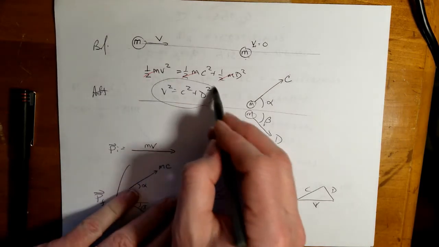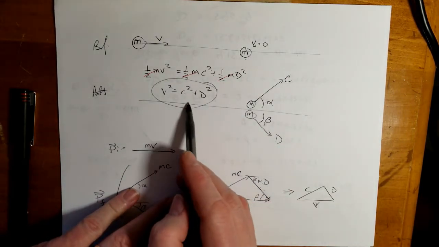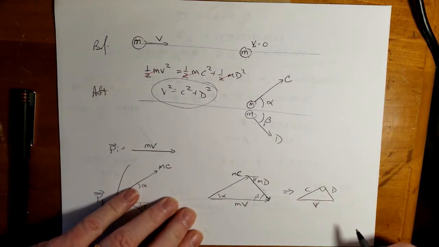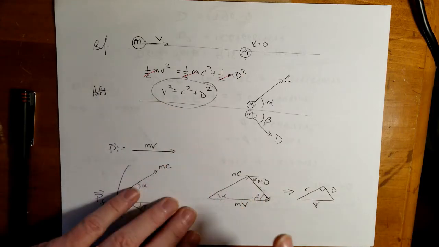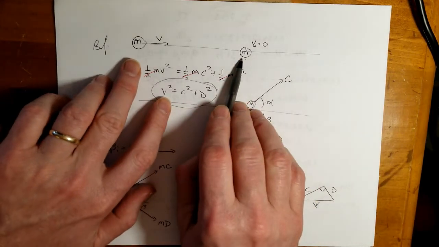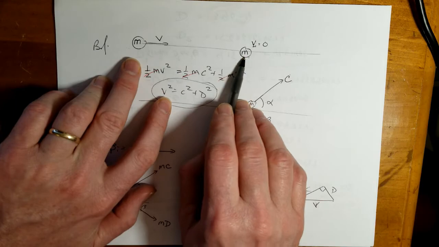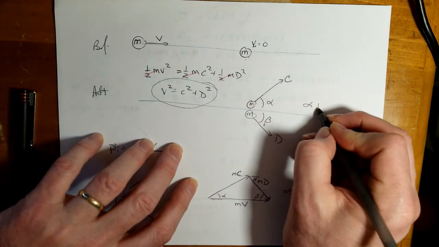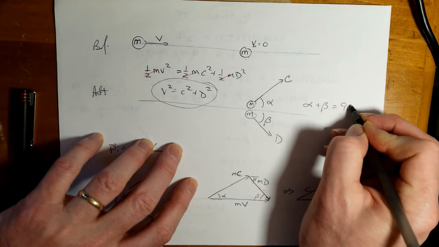And from the energy equation, the Pythagorean theorem holds true. Therefore, that has to be a right angle. So in the very specific situation of two masses that have the same mass, one's at rest, one is moving, if they collide, then the angle between them, alpha plus beta, must be 90 degrees.